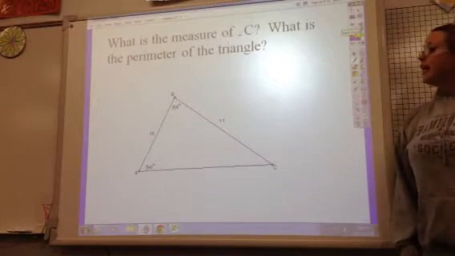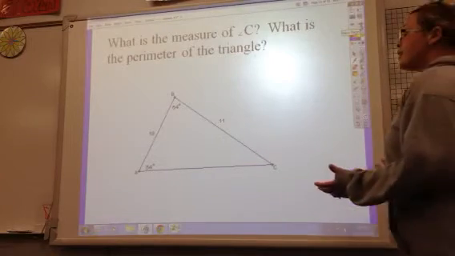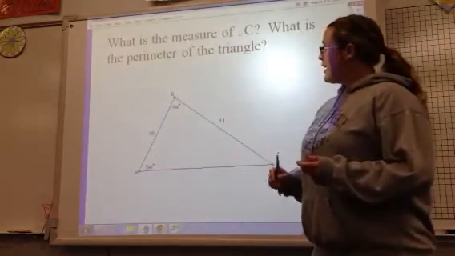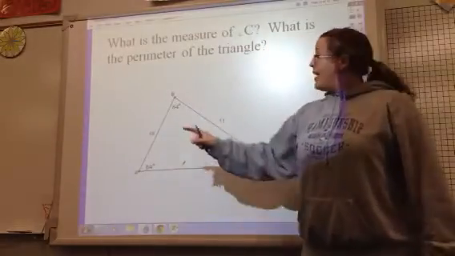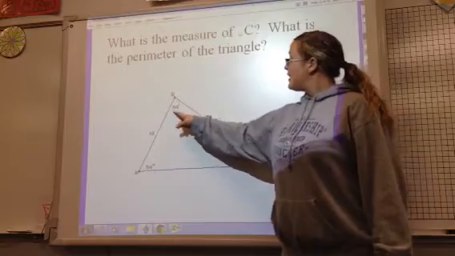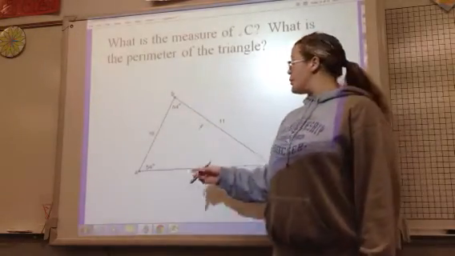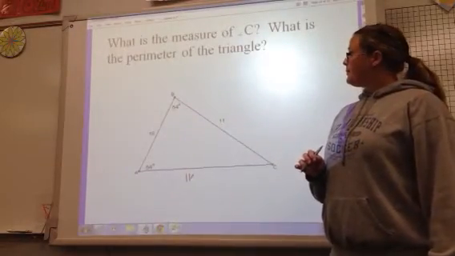Okay, so here I want to find out what's the measure of angle C, and I want to find out the perimeter of the triangle. First, to find the measure of angle C, I see that these two angles are congruent. If these two angles are congruent, then the size of the sides across from those angles has to be equal as well. So since this is 11, that side's 11.